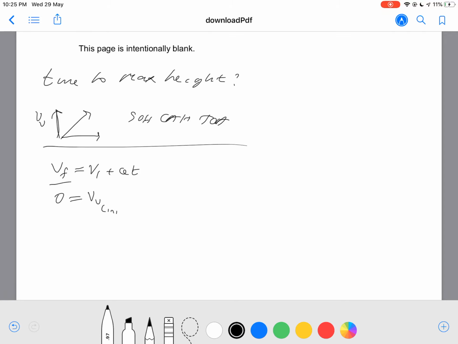So the initial vertical velocity, and then we're going to say plus, oh no, gravity. Because the vertical velocity is acting upwards and gravity acts in the opposite direction, it's not plus 9.8, it's minus 9.8t. So to find the time, all you have to do is the initial vertical velocity divided by 9.8, and that will give you the time. That's basically all there is to the question.